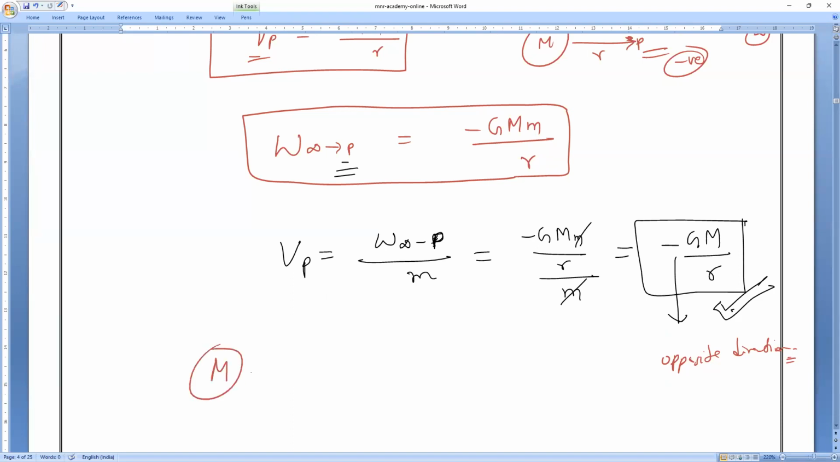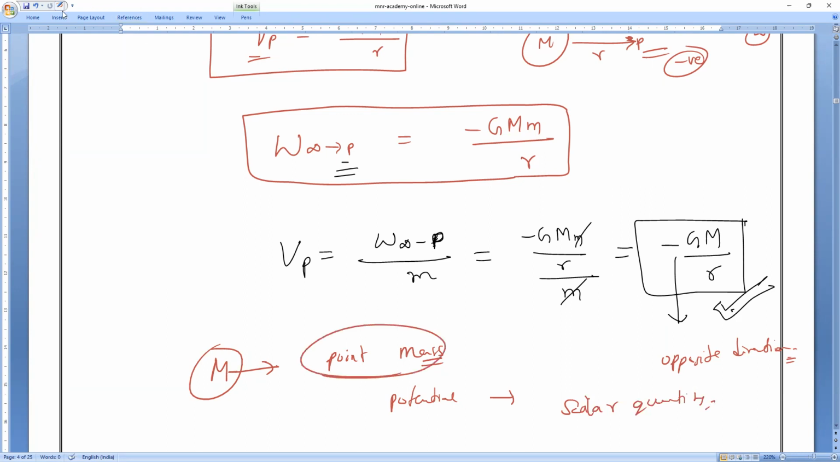Okay, now one more thing to remember. The point mass, capital M, which you have taken, you always need to consider as an extremely small point mass, because we all know that potential is a scalar quantity, and mass does not depend on anything. So remember, capital M is always to be considered a point mass. If you take bigger masses like a rod or cone, then infinite numbers of points are there, so we have to be very careful.